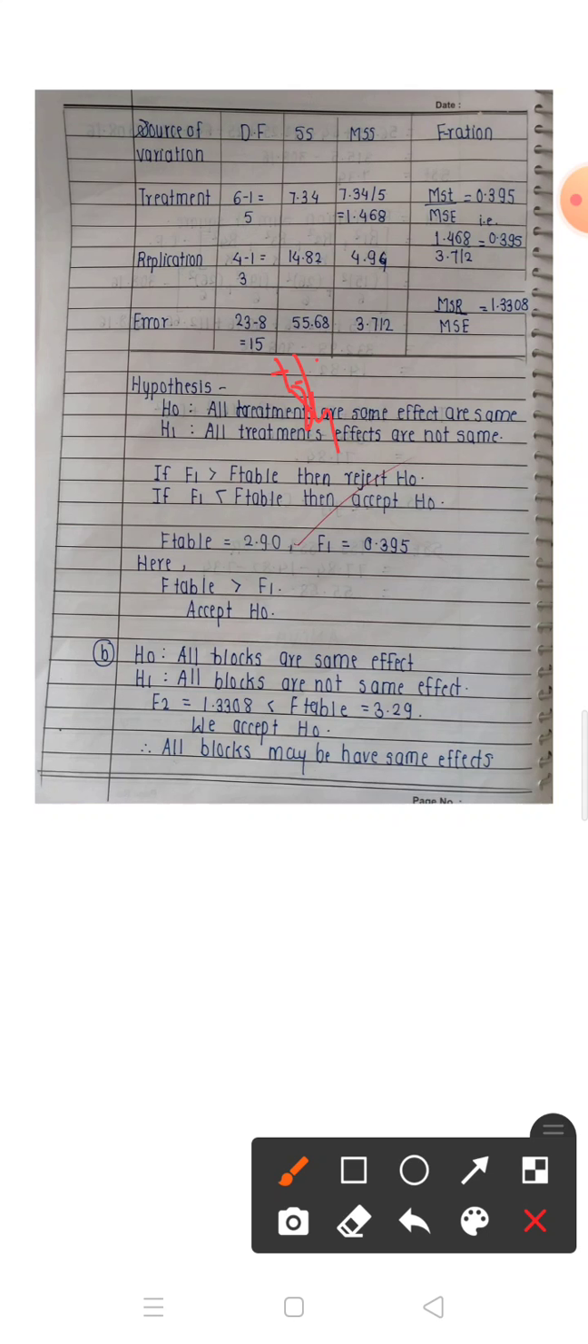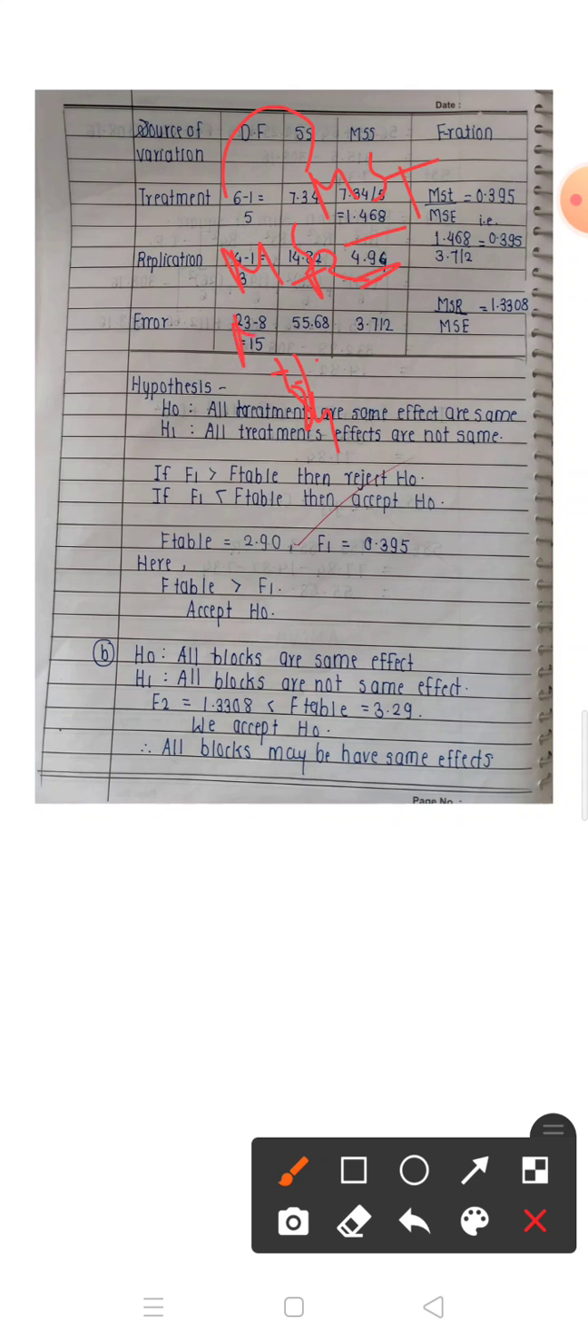Okay, now the mean sum of square. Mean sum of square is calculated as sum of square divided by degrees of freedom. So 7.34 divided by 5, so MST is equal to 1.468. This is the value of MST. Now the MSR value is 14.82 divided by 3, so 4.94. This is the value of MSR, that is, mean sum of square due to replication.